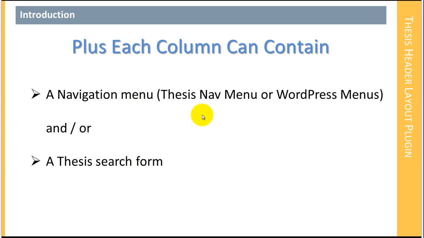So you could have a column that has a navigation menu, the Thesis default header, and a Thesis search form in it. Or you could have the same thing: a Thesis nav menu, a widget area, and a Thesis search form. Or it could just be a nav menu or a search form without a widget area, which is one of the things we'll be demonstrating here today.